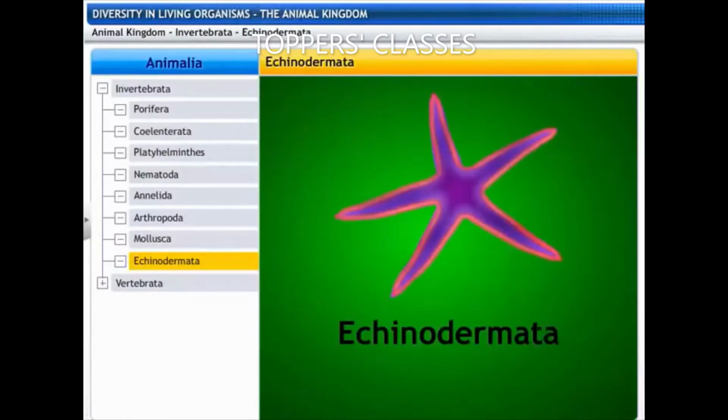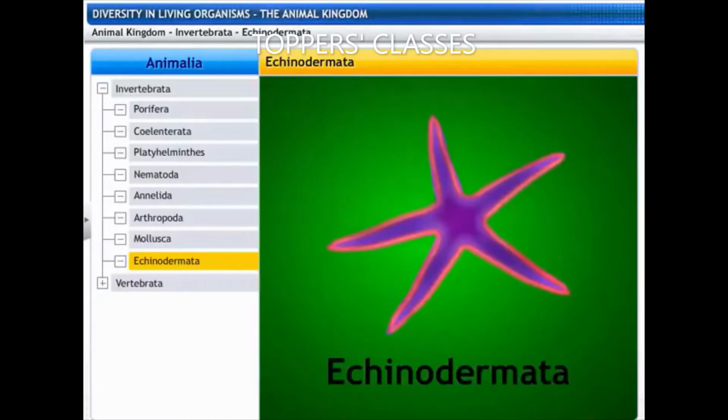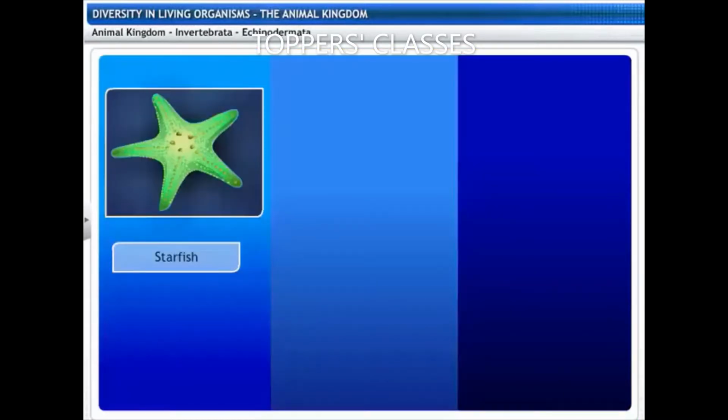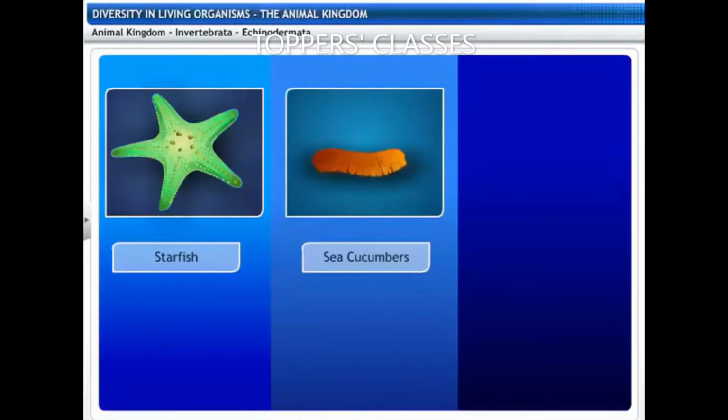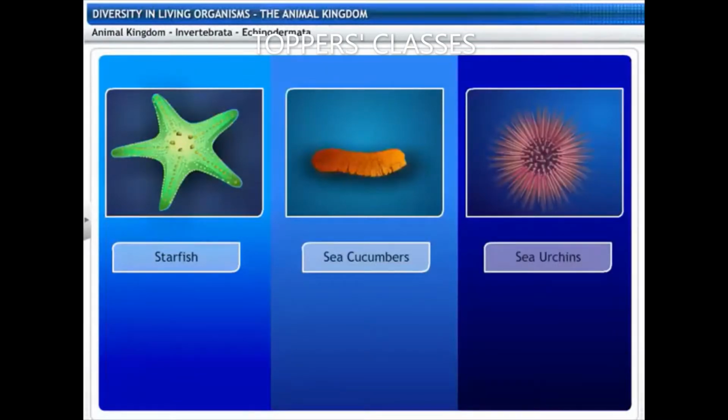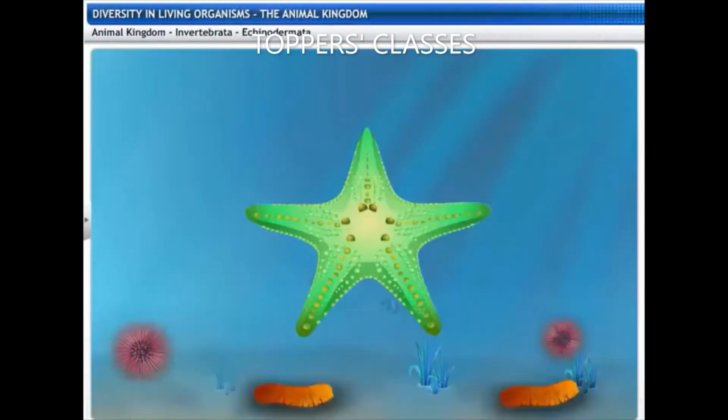Echinodermata are spiny-skinned organisms and get their name from the Greek word echinos, meaning protective spines, and derma, meaning skin. The phylum Echinodermata includes starfish, sea cucumbers, and sea urchins. Echinoderms are exclusively free-living and they are marine animals.